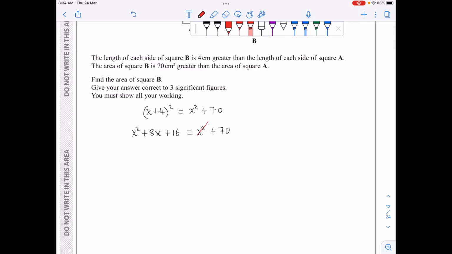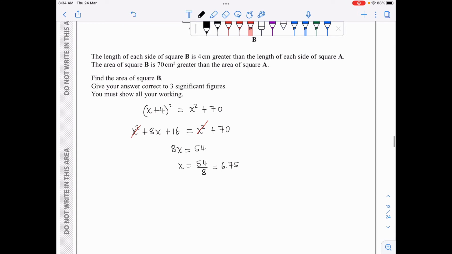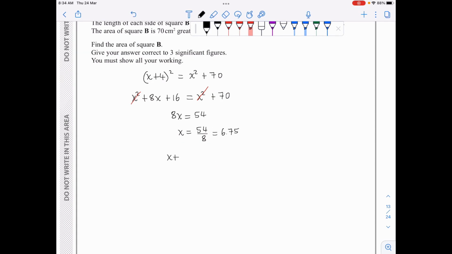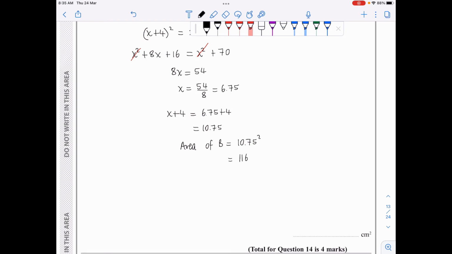The x squareds go away, so 8x is equal to 54, which means that x is 54 over 8, which is equal to 6.75. Now I need to find the area of square B. So x plus 4 is the side of square B, which is 6.75 plus 4, leading to 10.75. So the area of B will simply be 10.75 all squared, which gives an answer of 116 square centimeters to 3 SF.